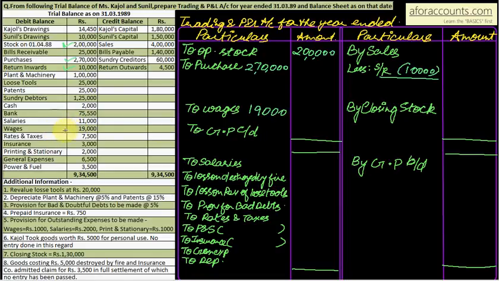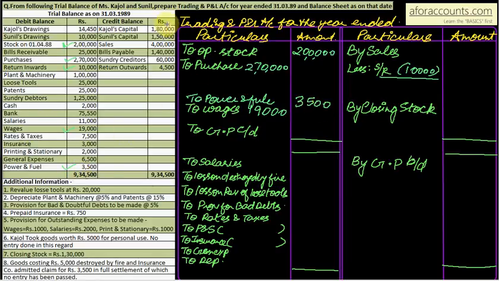We'll read the question fully now. So wages 19,000. Rates and taxes, it is an expense, right? So P&L debit side. Insurance again my expense. Printing and stationery, general expenses, all indirect expenses. Power and fuel 3,500. So power and fuel is a direct expense, it is used in the factory. To power and fuel, how much? 3,500.